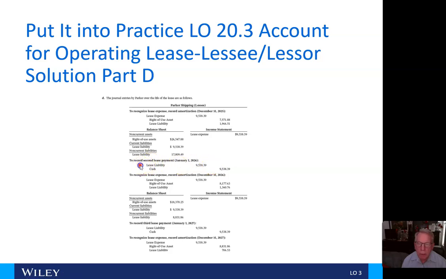So recording the second lease payment, we're going to do the same debit to lease liability and credit cash for $9,538.39. And then we're going to recognize the lease expense and record its amortization as of the end of the year 2026 by debiting lease expense and crediting right-of-use asset and lease liability, similar to what we just did.